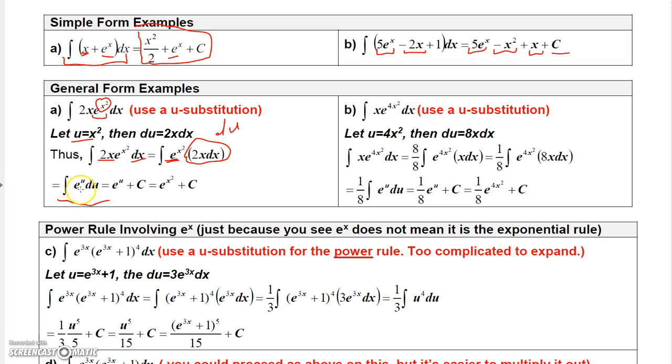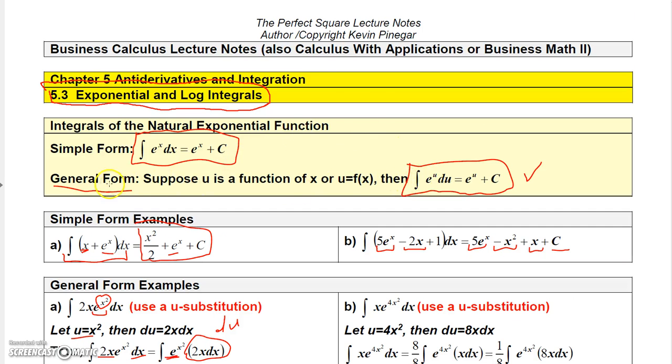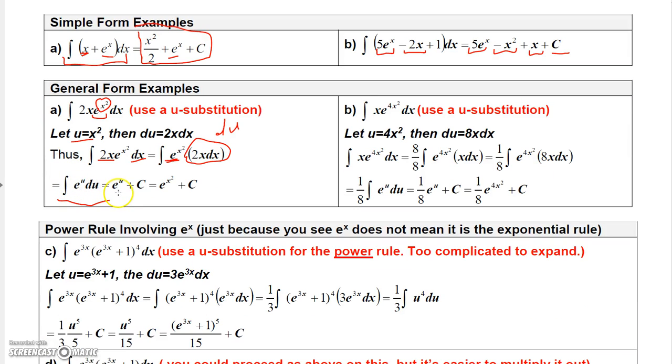Now, using this general formula up here, the integral of e to the u du is simply e to the u plus a constant. And then remember, always go back in and replace u with what you used for the substitution. So it would be e to the x squared plus a constant.